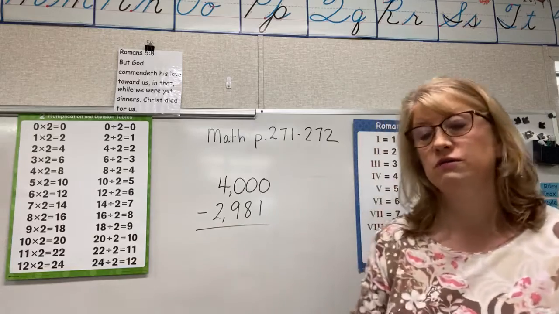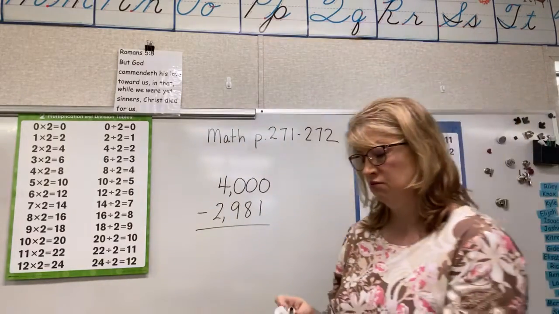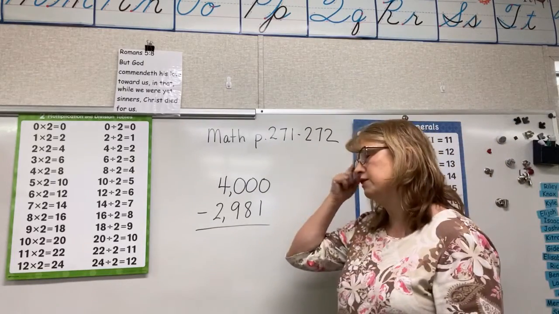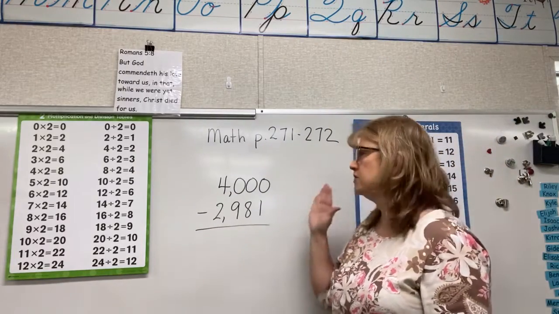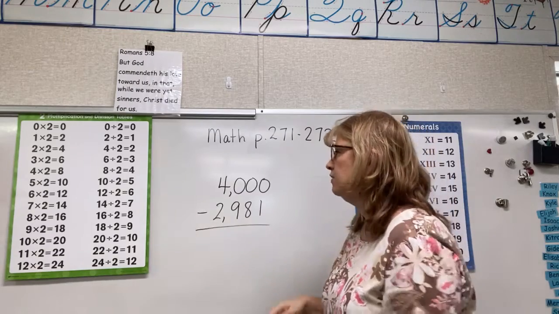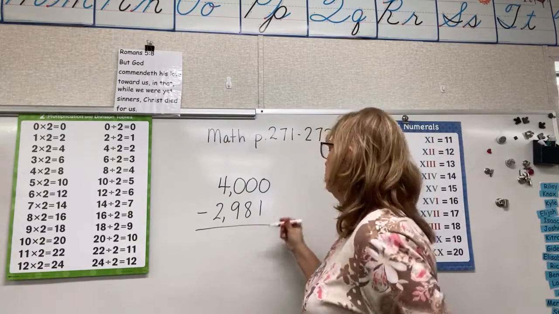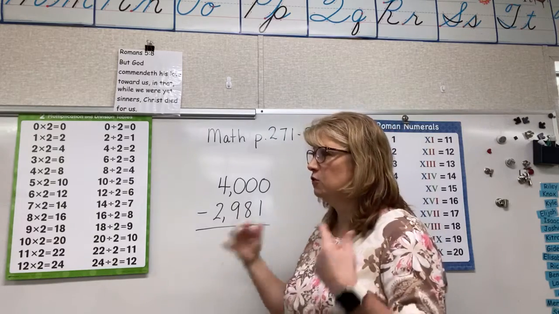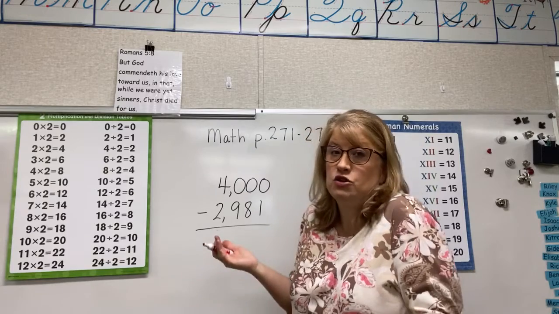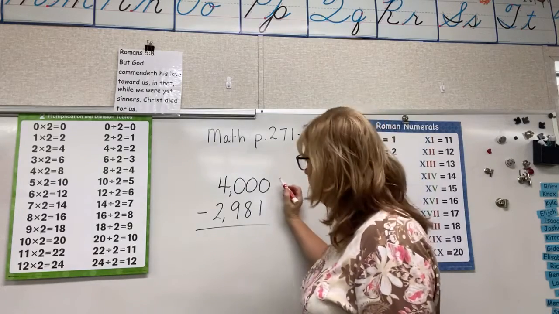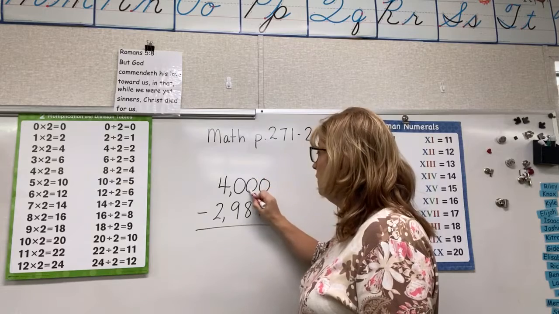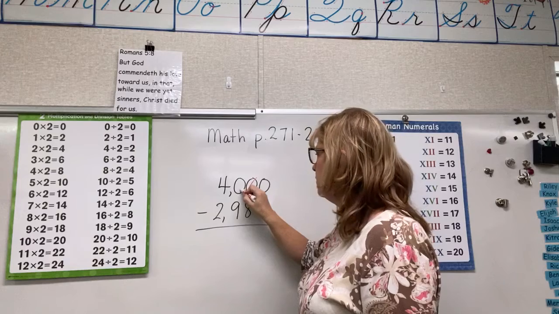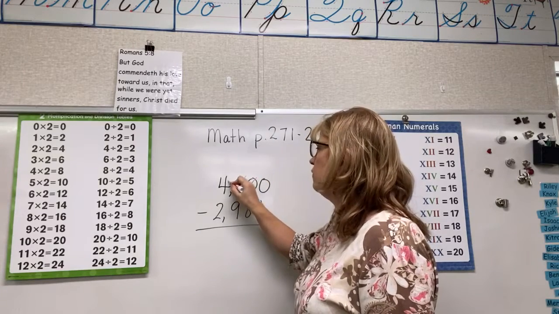Just like yesterday's video, or the first video, this is review. It's hard to get this in your brain, but you've got to just do the steps. Trust the steps, and it will help you. You cannot take 1 from 0. If you have 0 cookies and you want to eat one, you can't eat a cookie because you don't have any. So you have to look at the next one. Can we borrow from that 0? No. Can we borrow from this 0? No.